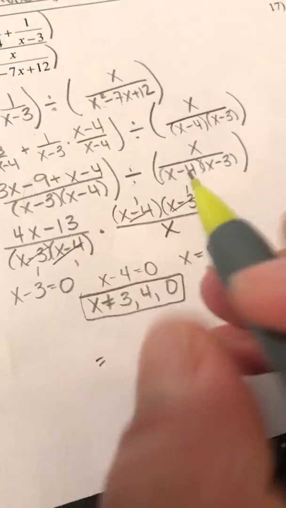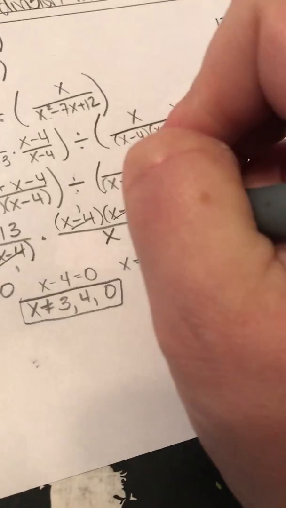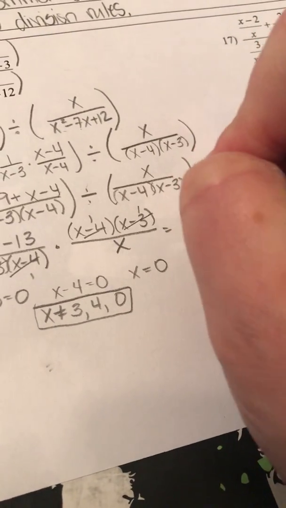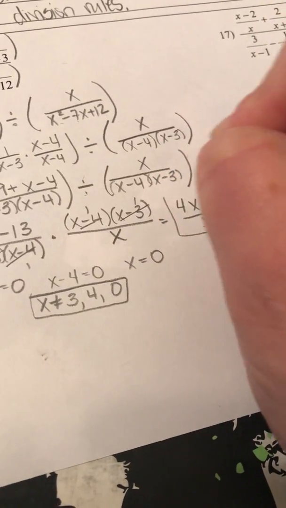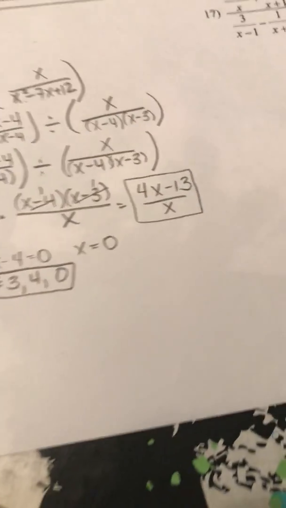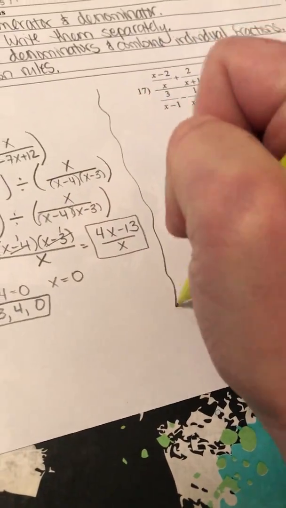So I'm left with, because now I can multiply across. Here, I'll do it across. That makes more sense. We're left with 4x minus 13 all over x. Do not reduce the x's. 4x is not by itself. Okay, super easy. Totally not as scary as it looks. Let's do one more. You guys are done.